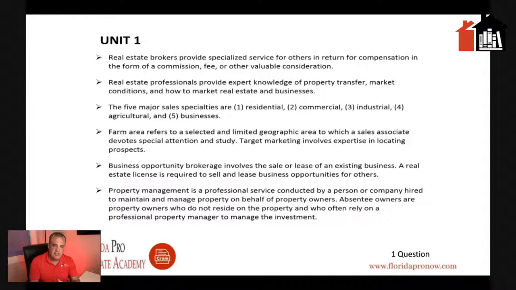Now, usually that service is going to be the sale or transfer of a home, one property to another. Very, very important that you understand that, okay?